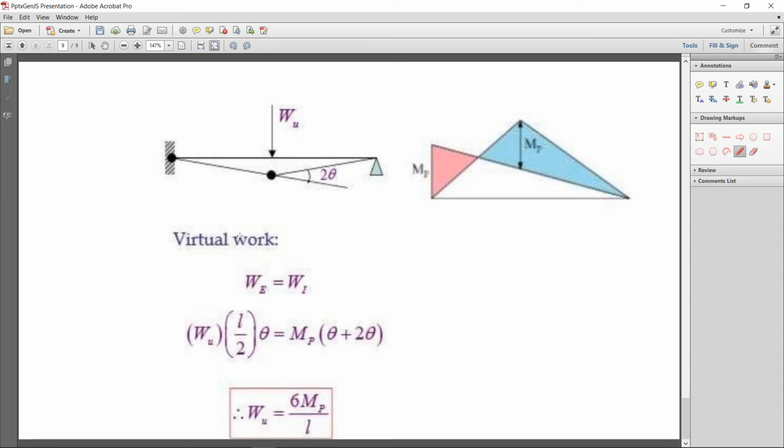Now by virtual work, external work done is equal to internal work done. Okay, external work done is W into, if this length is L by 2, L by 2 into theta. Now for internal work done, the hinges will form at this location, so that is theta and that is 2 theta, so total will be 3 theta. Just by simplification, W is equal to 6 Mp over L. So that's how you calculate the collapse load in different beams.